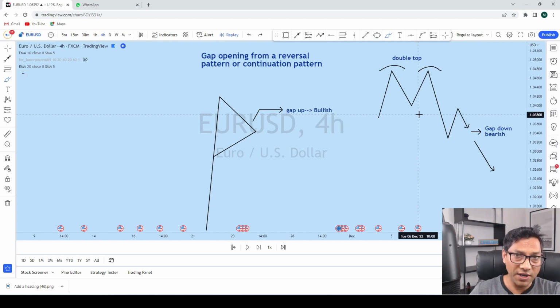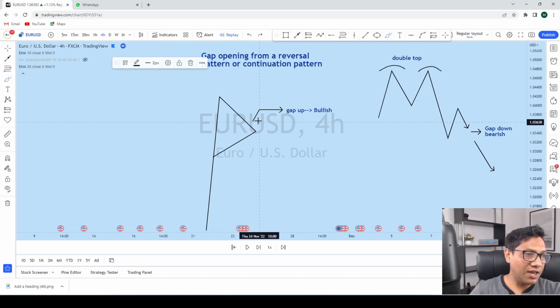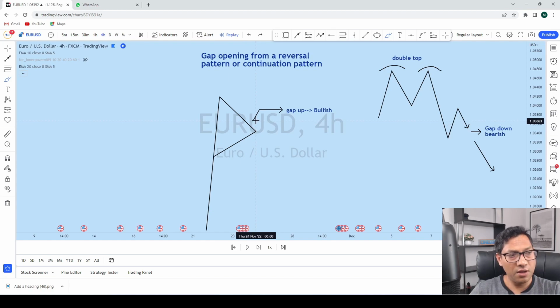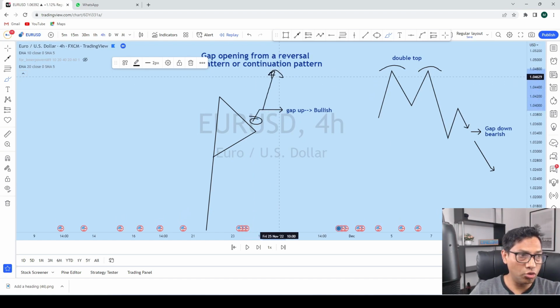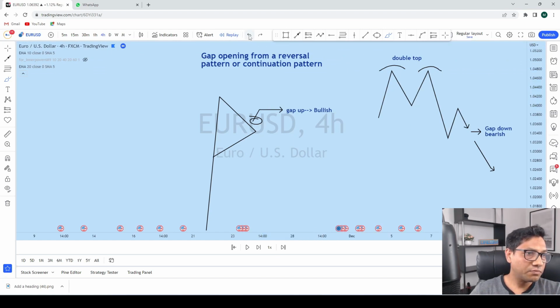So what do I mean by this? For example, when you see a pattern like that and suddenly the price opens with a gap from that pattern, and as you know this pattern is a continuation pattern, once the price opens with a gap here and disconnects from that pattern, highly likely this price will continue to go up. It's a high probability trade setup. I'll show quite a few examples. First, let me explain and then we'll go to the chart.